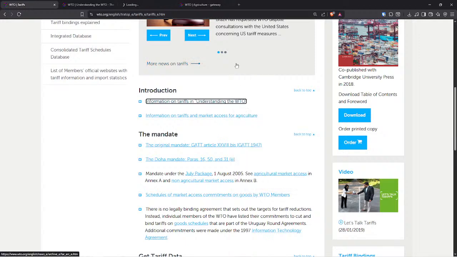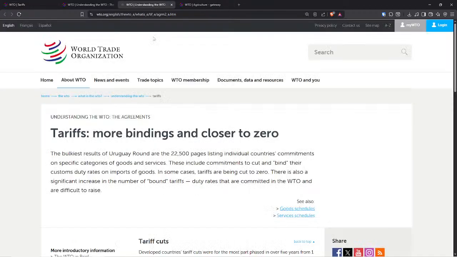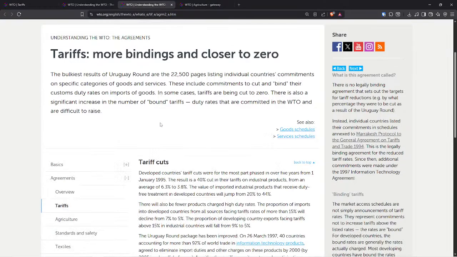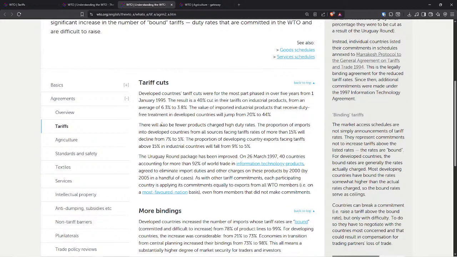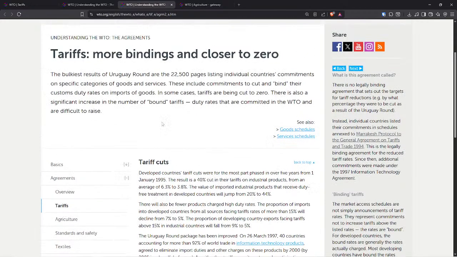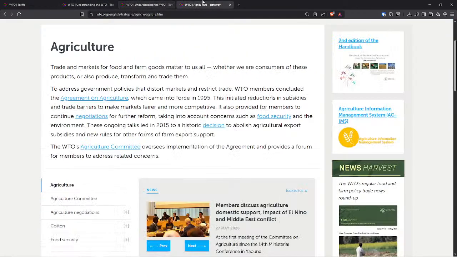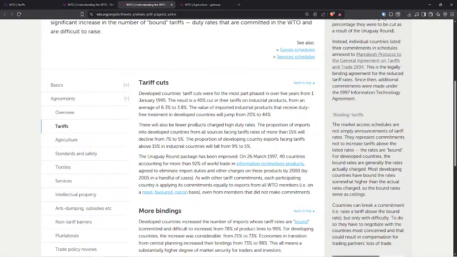Information on tariffs. I'm just curious to see how fundamental the target audience is. If the target audience is people like me, that will be fantastic, and I think it might be noobs rather than economists.